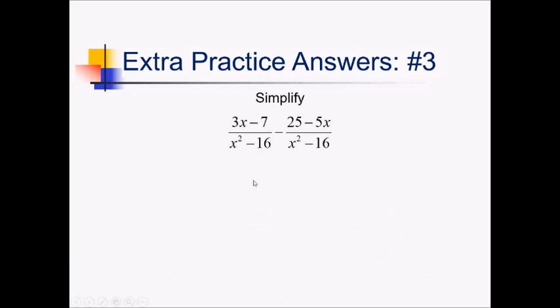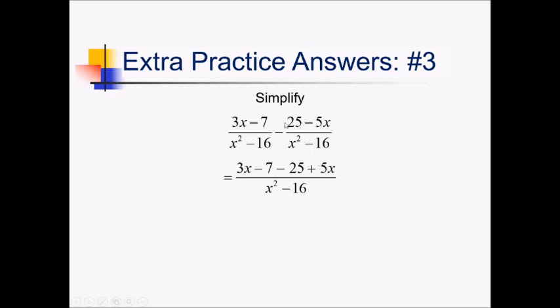To simplify this expression, since I'm adding or subtracting, I need a common denominator. Looks like I've got one already, so that's nice. All I have to do then is just keep the denominator and merge these numerators. So we've got 3x minus 7 minus 25, and then minus 5x, so plus 5x.